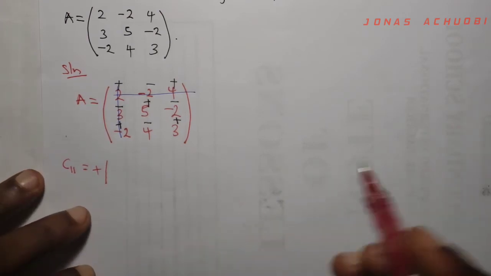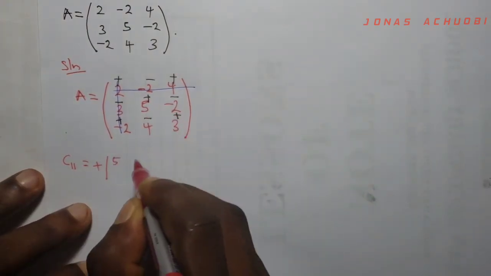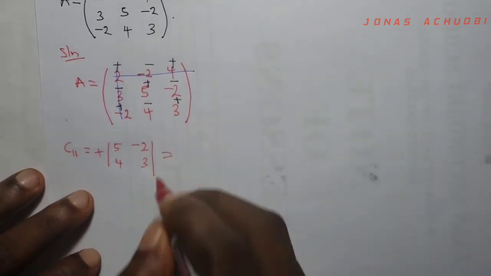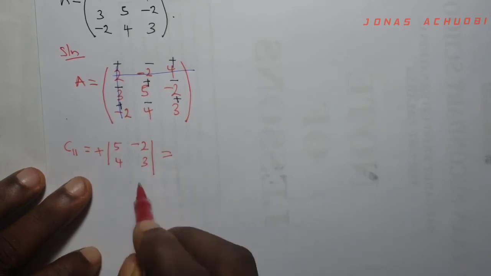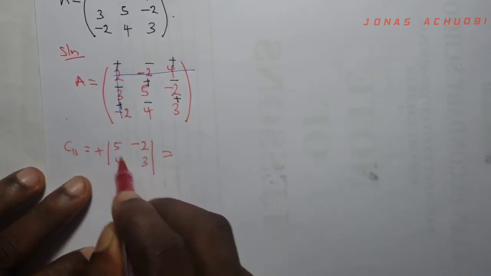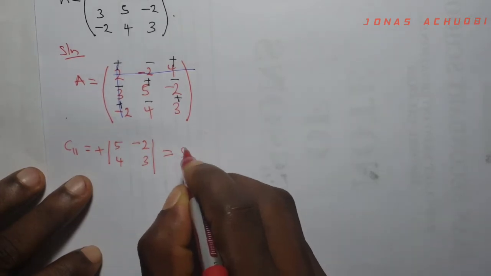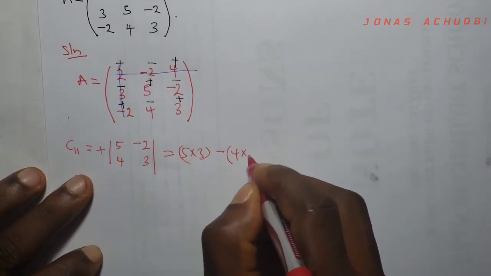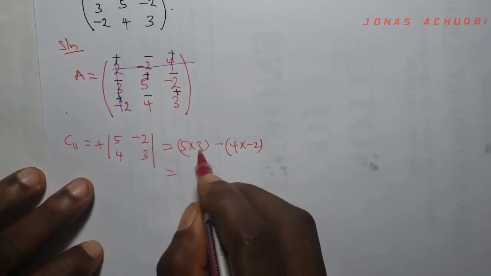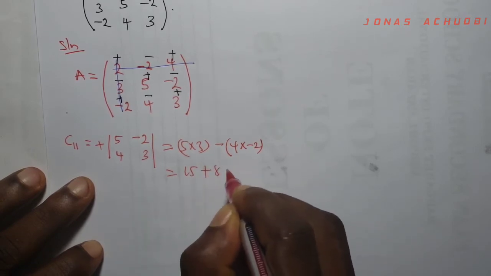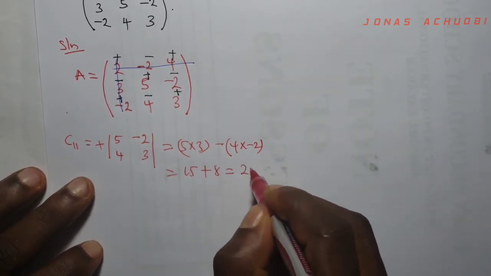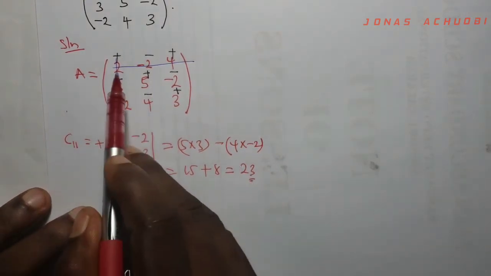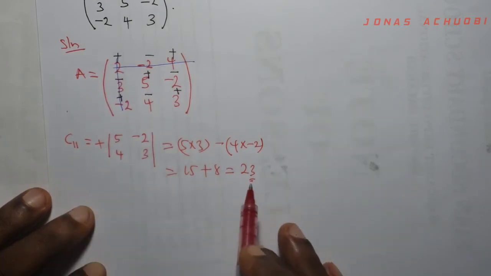You should recall that the minor is a determinant. So here we have 5, -2, 4 and 3. What would that be? The determinant of a 2 by 2 matrix is what we get by multiplying the entries of the diagonal, 5 times 3, minus 4 times -2. So 5 times 3 is 15, plus 8. And what is that? That is 23. So our very first cofactor, which corresponds to the first entry A11, which is C11, is 23.